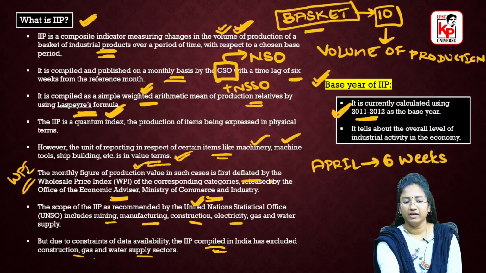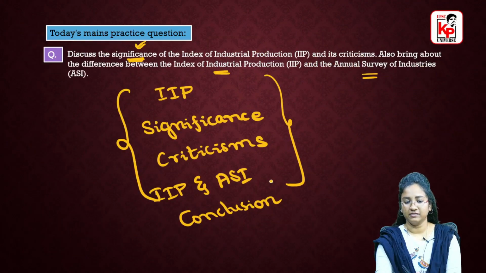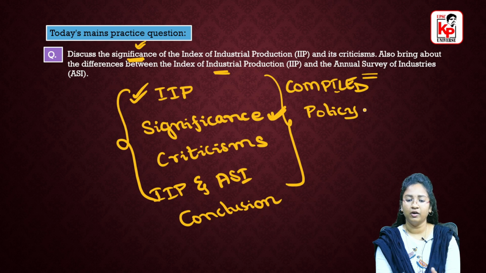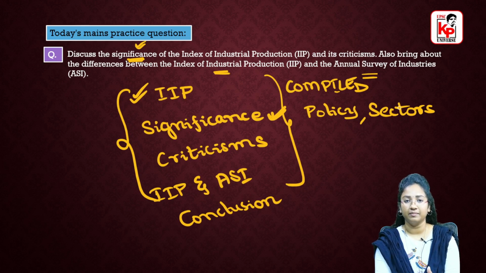So if we look at the question that we have, back to our mains practice question, we have discussed the basic details of IIP. What is this IIP? How is it compiled? Who publishes it? All these details were discussed. We have also discussed the significance or importance of this. For example, the formulation of various policies, and also the analysis of various sectors. Sector-wise analysis will also be possible with the data from the IIP.